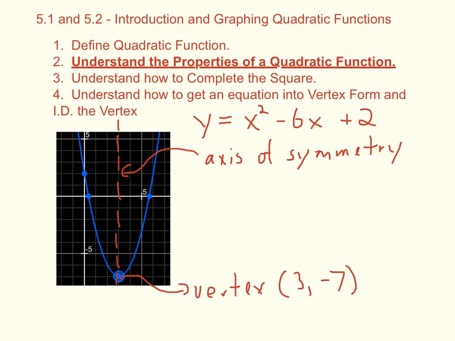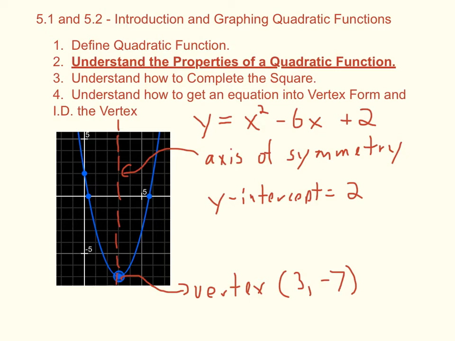Now, what does the y-intercept equal? So where does a parabola cross the y-axis? It crosses it at 2. Now, do you think it's just a coincidence that our original equation is y equals x squared minus 6x plus 2, and the y-intercept is plus 2? Probably not, because when x is 0, what are we left with? 2.